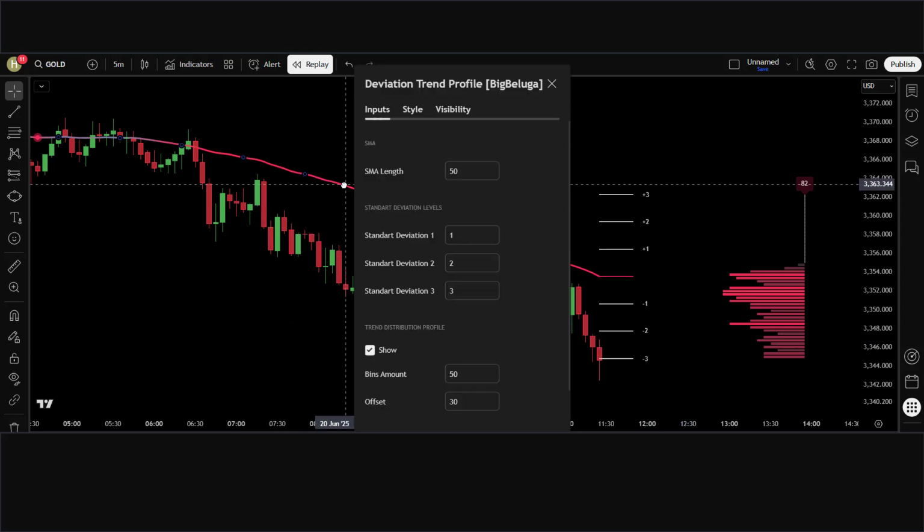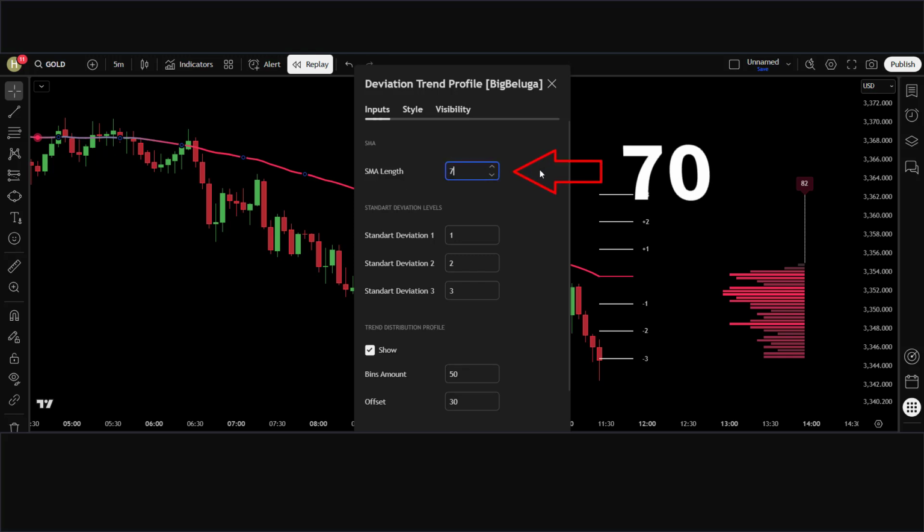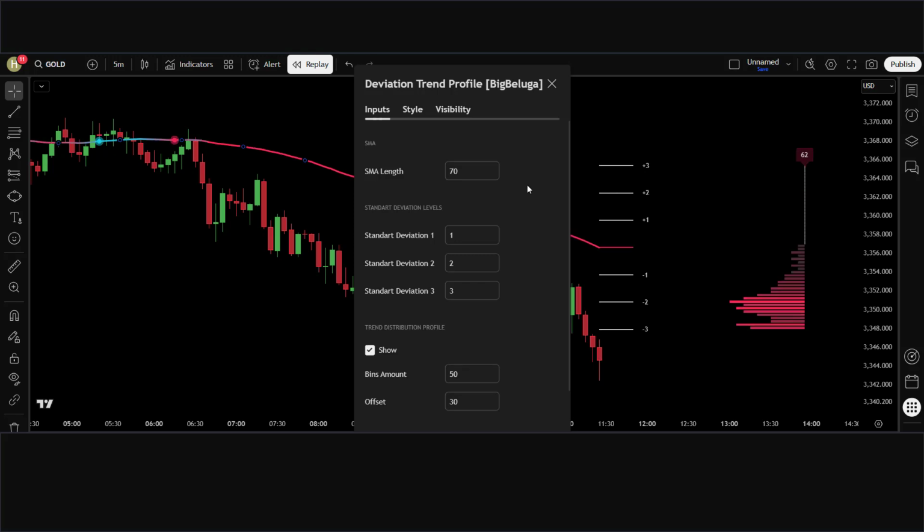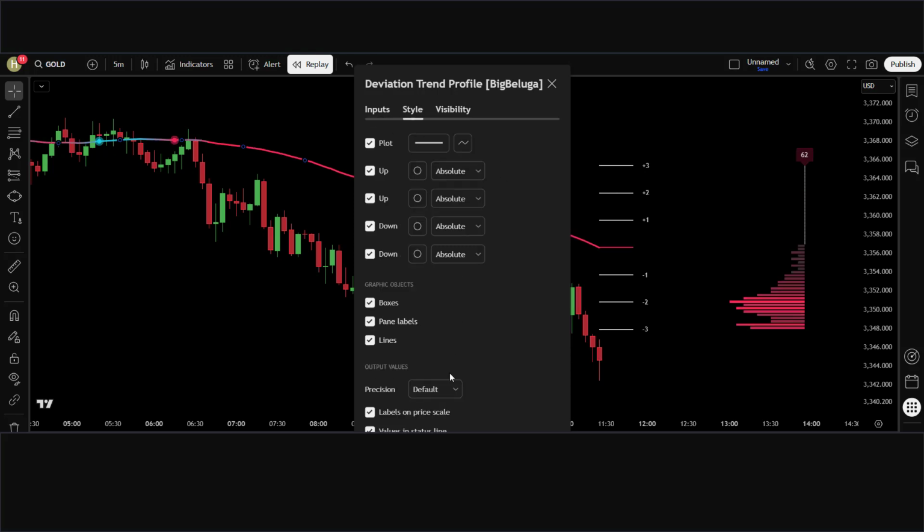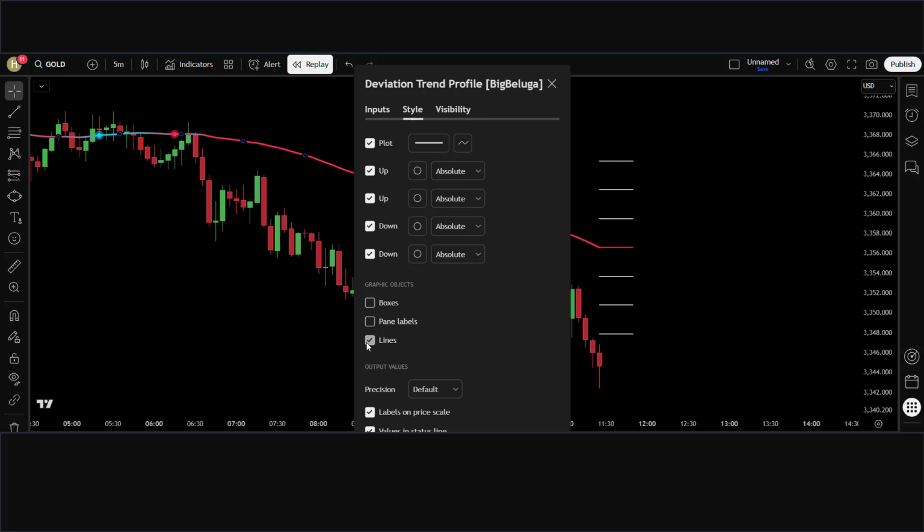Let's change the settings of the indicator. We have to change this SMA length 50 to 70. Now go to the Style tab and hide some options.